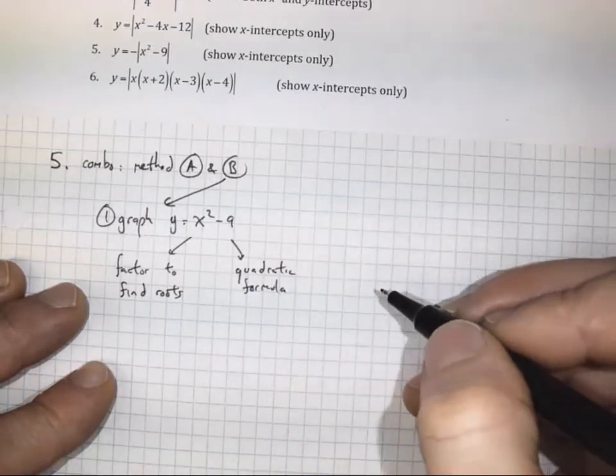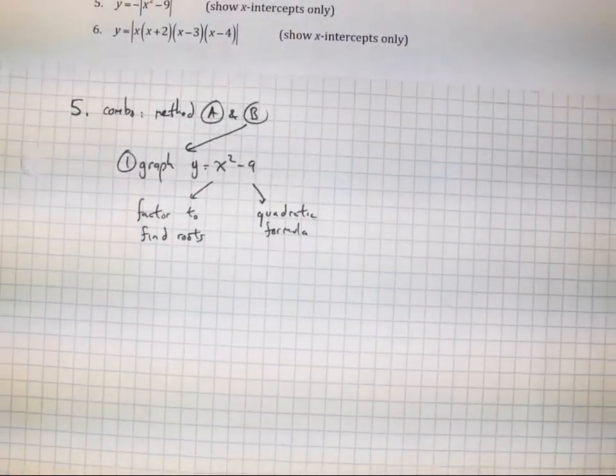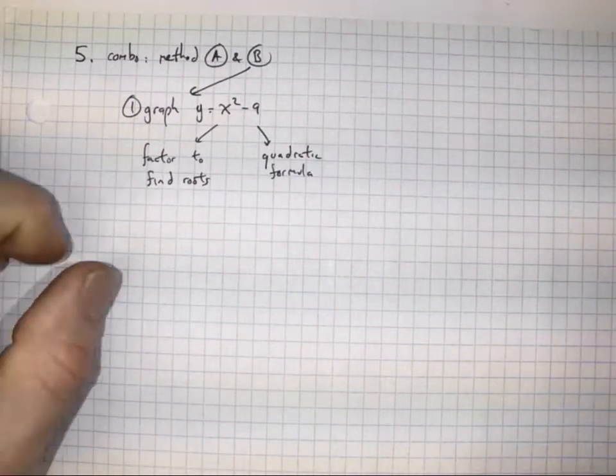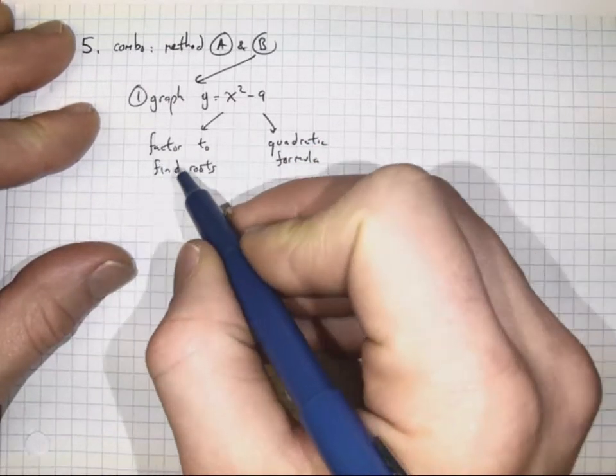We could also complete the square. I don't think I'm going to do that this time. You can do it on your own time if you prefer, but I would say it's not that useful this time. All right, so what do we got here? Factor to find the roots.